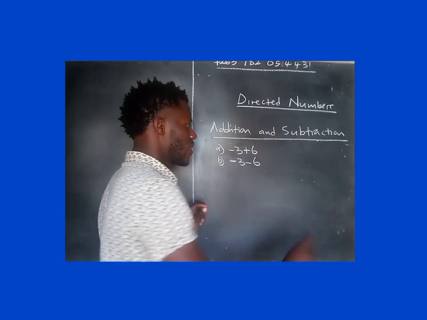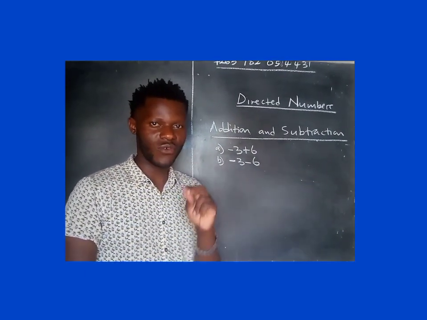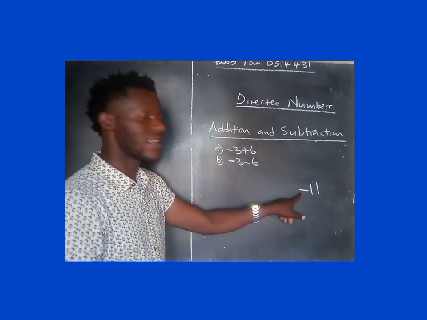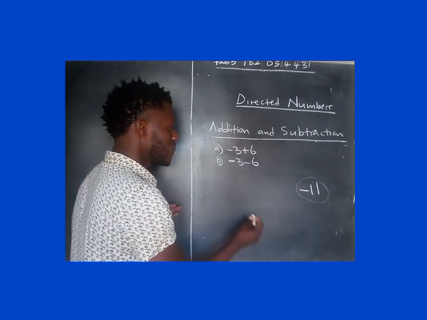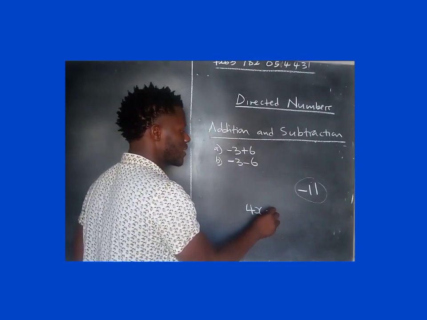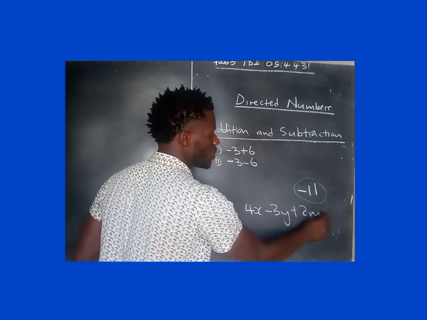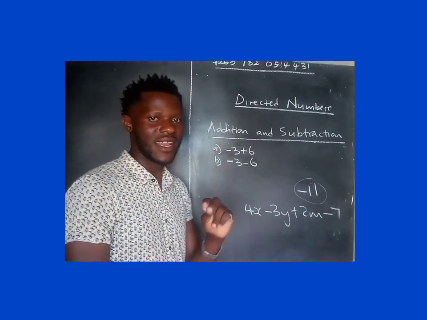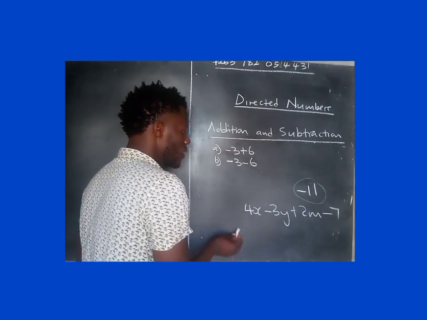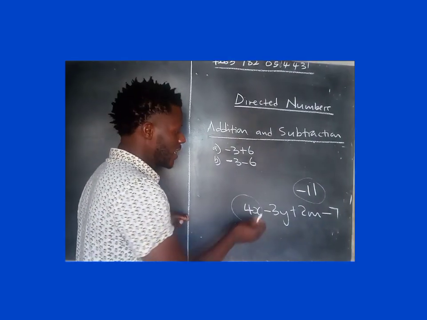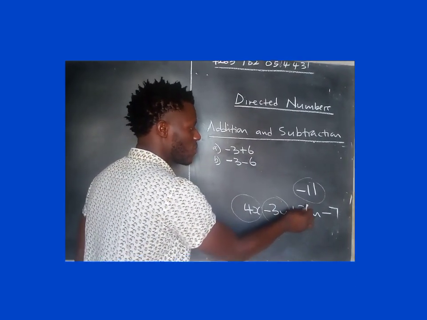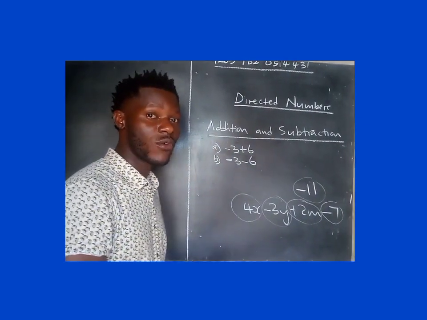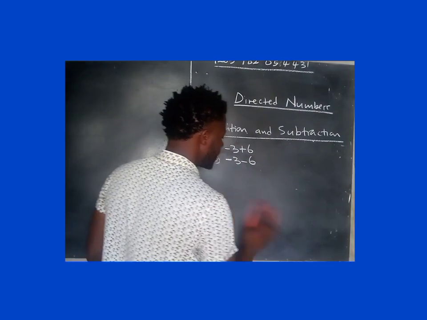Whenever numbers are listed down, the sign of a number is that which is before the number. For instance, if I write down minus 11, this sign is for 11. If I present a group of numbers like 4x minus 3y plus 2m minus 7, the sign of a number is the one which is behind the number. That is, this 4 is a positive 4, a plus 4. And this minus is for 3y. This plus is for 2m. This minus is for 7. It is very important to understand that concept before we get into mathematics.